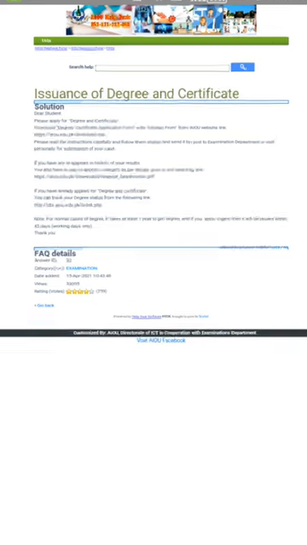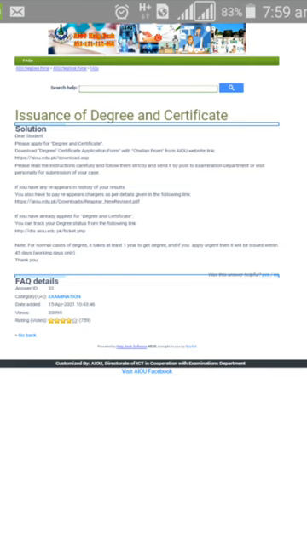You see here the web page is open. This is the support help page of Islamic Bahawalpur University. They also give the solution for issuance of degree and certificate.